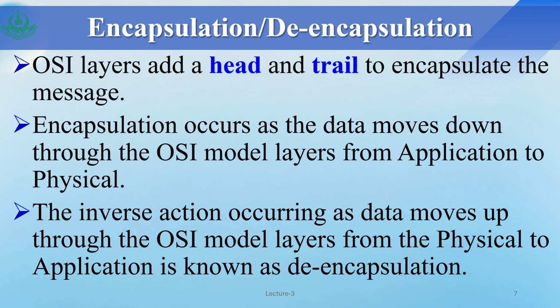There are two types of communication tasks performed by the layers: encapsulation and de-encapsulation. OSI layers add a header and trailer to encapsulate the message. Encapsulation occurs as the data moves down through the OSI model layers from application to physical layer. The inverse action, occurring as data moves up through the OSI layers from the physical to application layer, is known as de-encapsulation.